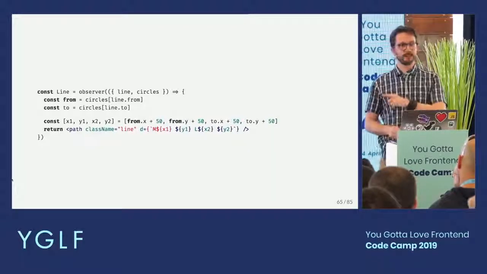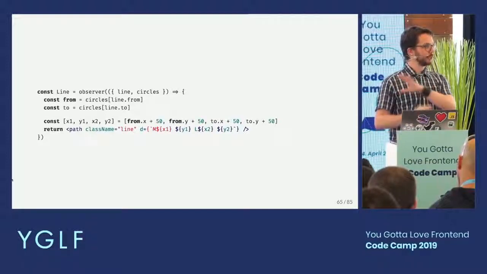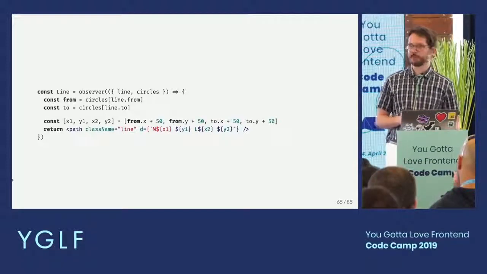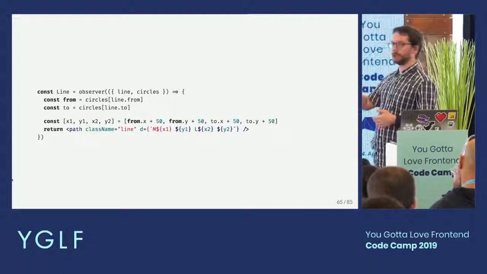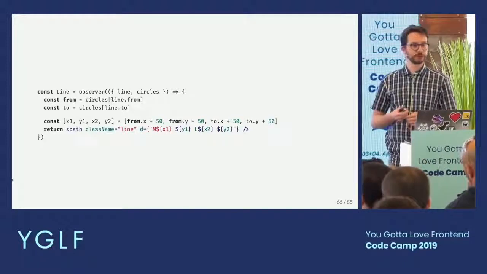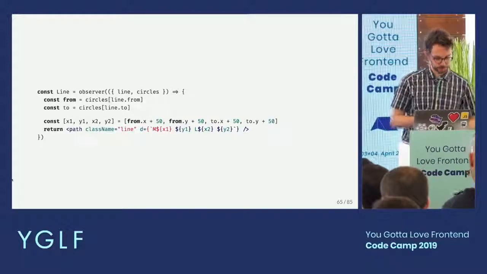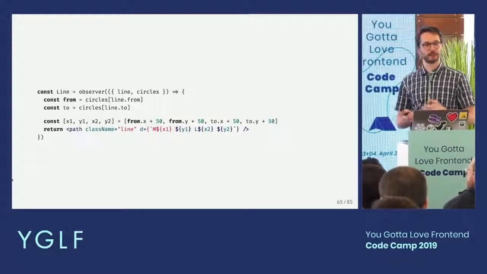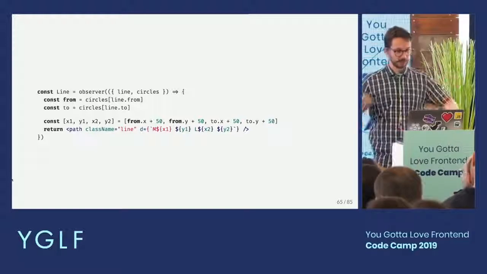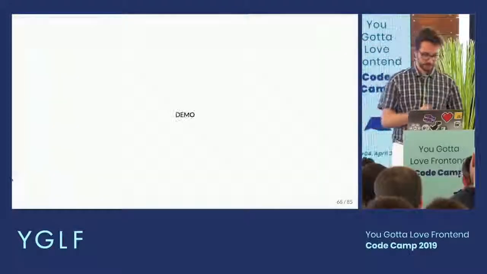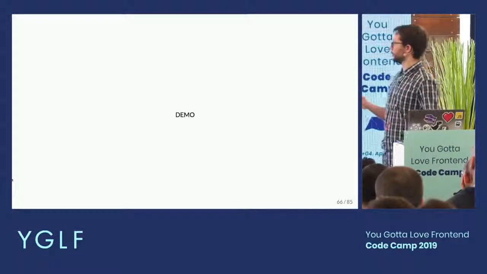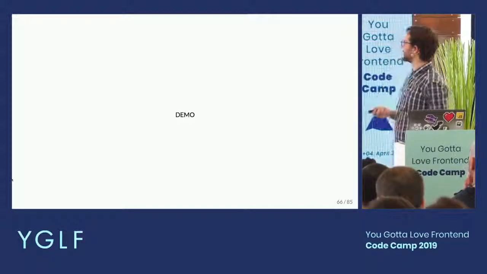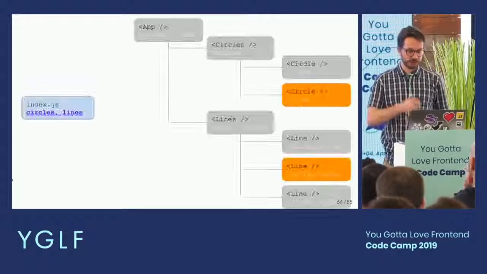Now, you might notice that we went back to our naive, slow implementation of the line. Again, we are looking up the related circles in this line component. So the question is, do we again have a very slow application that is redrawing all over the place? The answer, I could demo on my laptop, so visit me afterwards if you want to see it. But the answer is no.